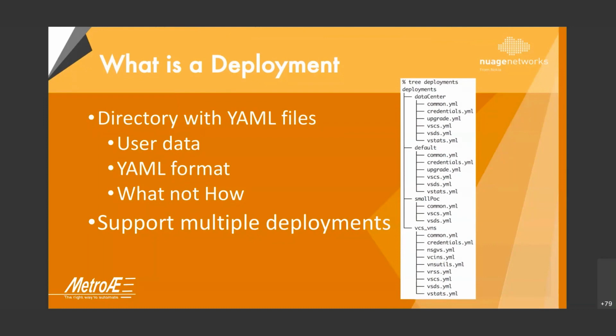So it's all in a YAML format, and the key to using the YAML format and sort of the power of using Ansible in the first place is that you specify what you want. You don't specify how it's done. So you tell us what you need, and then we take care of the how behind that. And as you see there on the right-hand side, there are multiple deployments, so you can have as many different deployments as you want and keep them separate in that way.